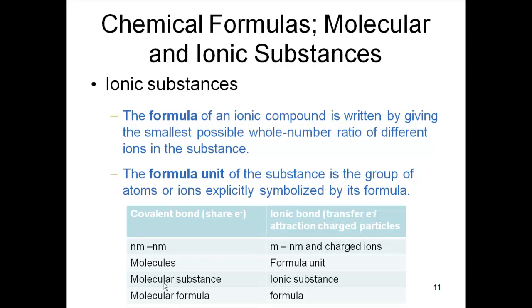We refer to those substances combined as molecular substances for covalent bonds, and ionic bonds we refer to as ionic substances. That repeating unit in covalently bonded substances we refer to as the molecular formula, and for ionic bonding we refer to that as the formula unit. Recall that for covalent bonding there's a sharing of electrons. For ionic bonding, we're talking about an attraction of charged particles.